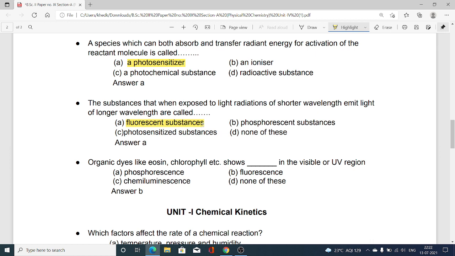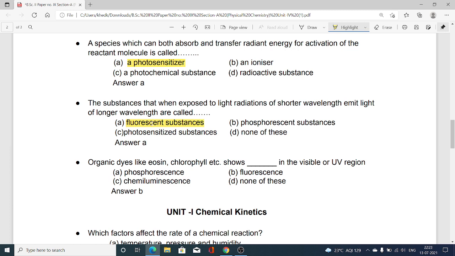What does it mean? Fluorescent substances are such substances on which, whenever the light is incident, or whenever these substances are exposed to the light, then what happens? They emit light radiations of longer wavelength. This effect is observed in fluorescent substances, and hence option A is correct. And this effect is possible only whenever the light is on. Whenever the light is cut off, then fluorescent substances can't emit the light radiations with the longer wavelength.